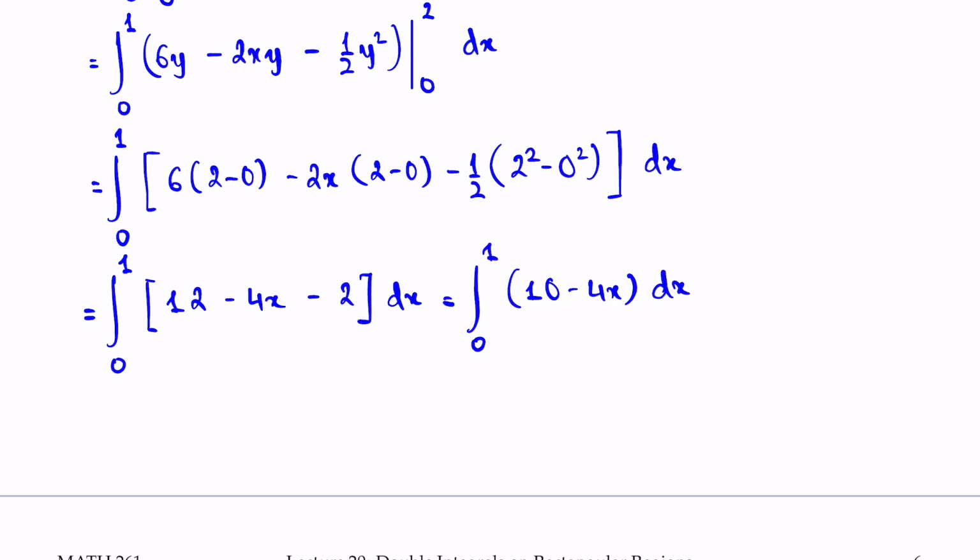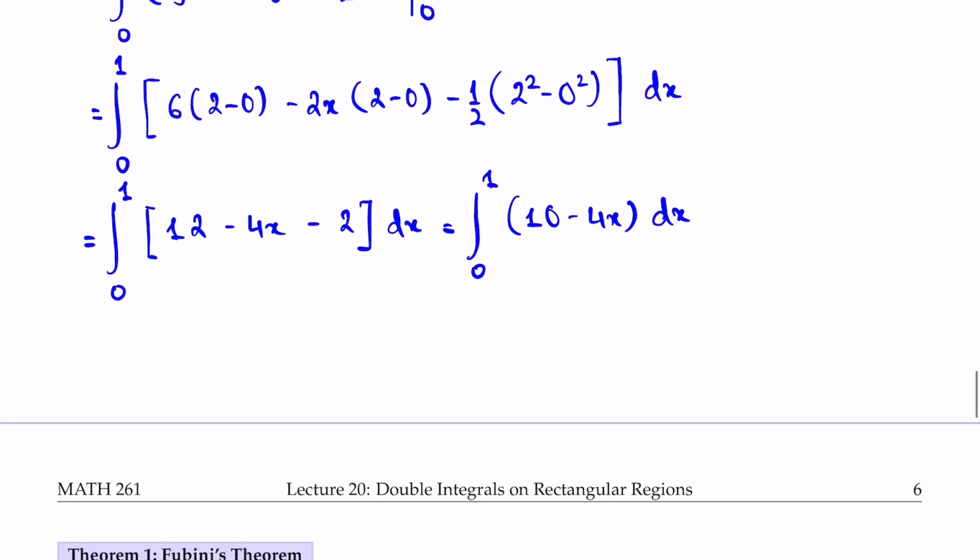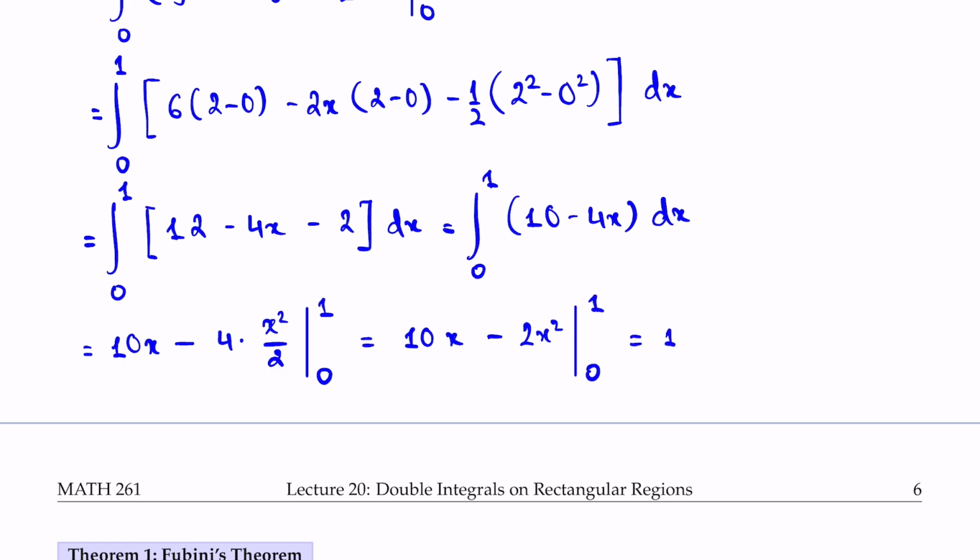Now at this point you can see that when you evaluate the integral with respect to y first, or the inside integral, you get the function in terms of x only. And at this point you can evaluate this function with respect to x for x going from 0 to 1. So here you get 10x minus 4 times x squared over 2, evaluated at 0 and 1. Or you simplify this a little bit and you get 10x minus 2x squared, evaluated at 0 and 1. And you get 10 times (1 minus 0) minus 2 times (1 squared minus 0 squared), and the result should be 8.